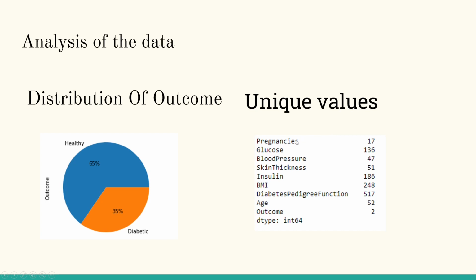So let us see the number of unique values each column contains. For pregnancies we have 17. For glucose column we have 136. For blood pressure we have 47. In skin thickness column we have 51 unique values. In insulin column we have 186. In BMI column we have 248. In diabetes pedigree function we have 517. In age column we have 52. The outcome, which is the variable we have to predict, has two unique values.